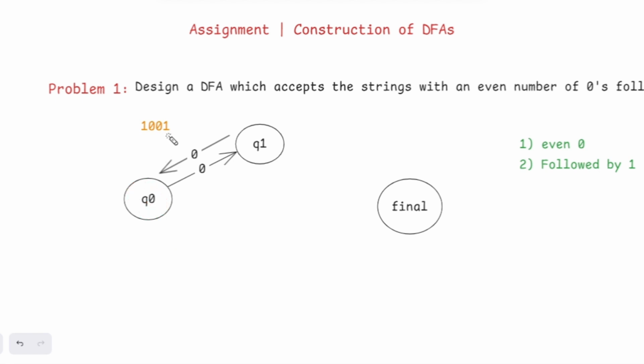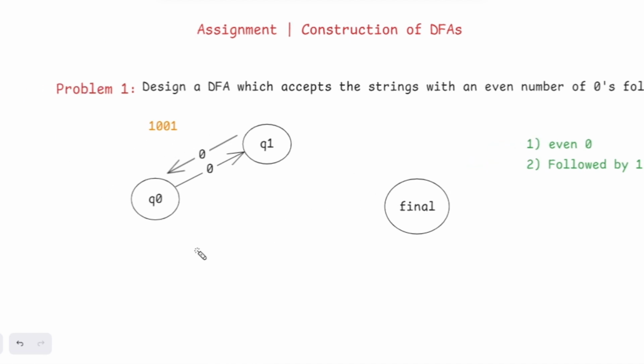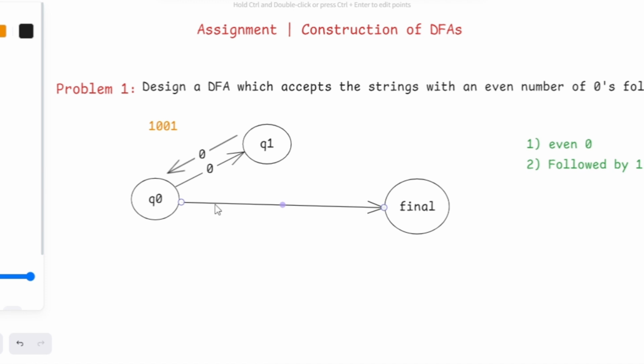And when it encounters 1, we need to check what should happen for 1, right? Because the second condition is it should be followed by 1. So the first condition is met whenever the current state is Q0, right? So in Q0, whenever a 1 occurs, it will go directly to the final state. Why? Because the first condition is passing and the second is also passing, and this final state is nothing but our accepting state, right? So that will be represented as double circles.